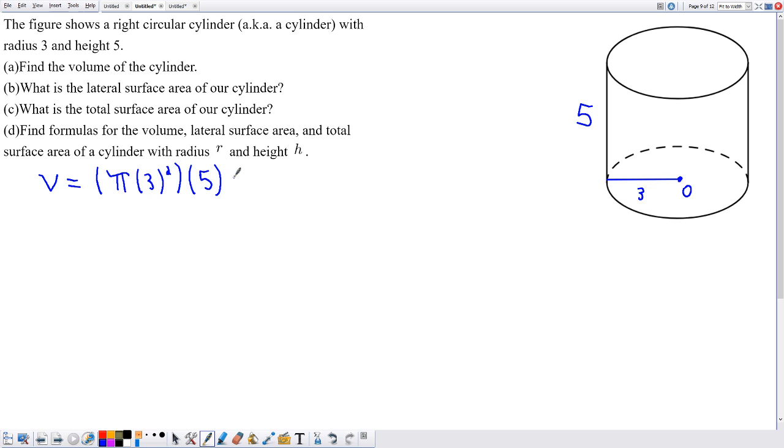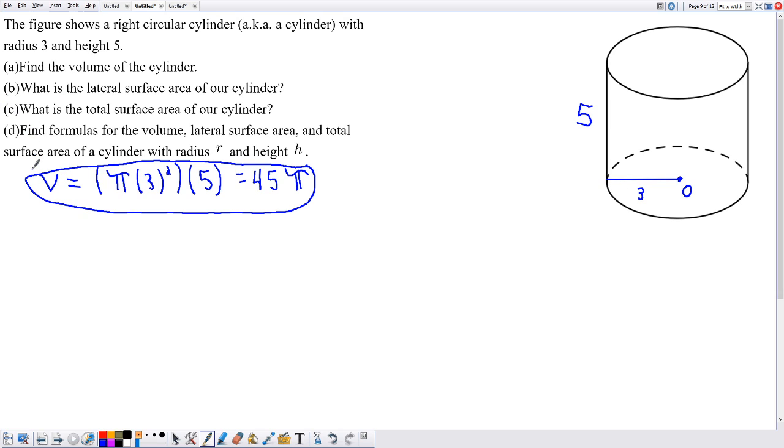3 squared is 9, times 5 is 45. And we're just going to keep the pi as a part of our answer. And that gets us the volume. Same process as a prism: area of the base times the height.